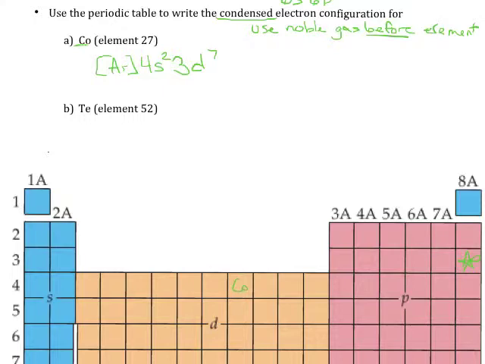Okay, the next element they're telling us is element number 52. So again, we want to find that on the periodic table, and that's going to be down here. Again, we find the noble gas before it, so that's here, and that noble gas is krypton. So again, we put krypton in brackets, and we just use the electron configuration for everything past krypton. So that's going to start us down here in the 5s. So it's krypton 5s2.